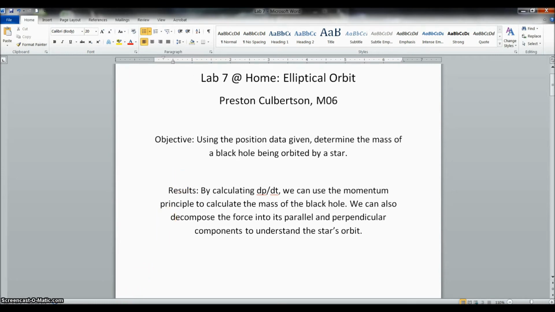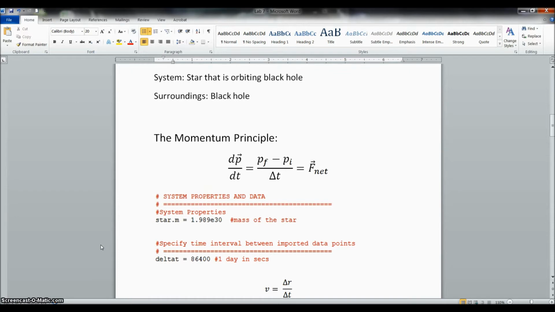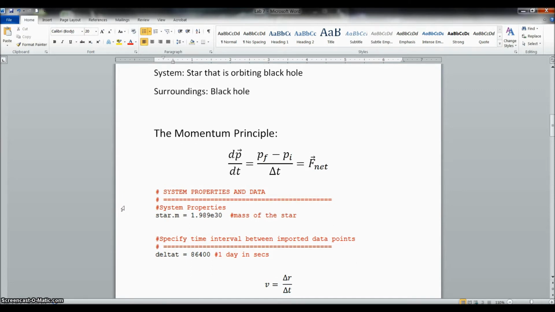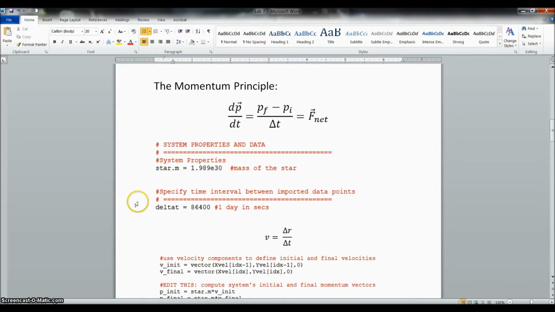orbit. So first I'm going to explain the physics behind this problem, and the first thing that we do is pick a system and a surroundings. Our system is the star that is orbiting the black hole that we've been given the position data for, and my surroundings is the black hole that's acting on the star, and the black hole is the only force acting on the star through gravity. So we're going to use the momentum principle to calculate the net force on the star, and how we do that is we calculate the change in momentum over the change in time.